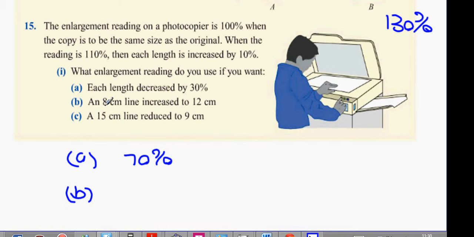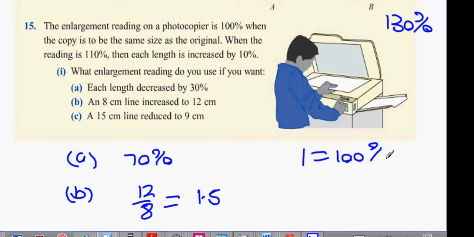B. An 8 centimeter line increased to 12 centimeters. So 12 divided by 8 is, anybody? 1.5. Now remember, 1 is 100%. So what do you think 1.5 is? 150%. Okay? If it's 1.5 times bigger, it's 150% bigger. If I said increase your size by 200%, you would actually be twice as big.